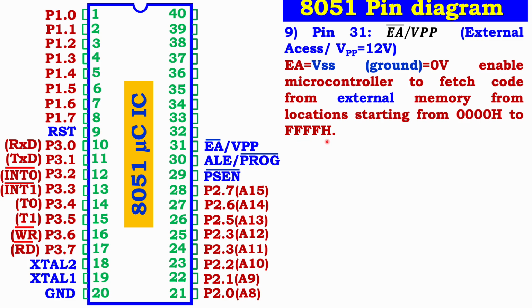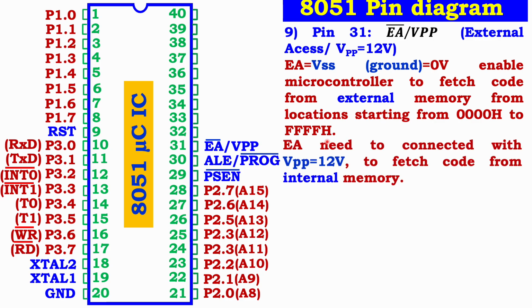So if I don't want external access, what can I do? I can connect EA to 12 volts. So what happens now? EA bar is 0. So automatically it is used for the internal access memory. We know that the internal memory has a RAM. That RAM can be fetched with different codes, which can be accessed by setting EA bar to, what is that value? 12 volts, nothing but high potential, 1 value.